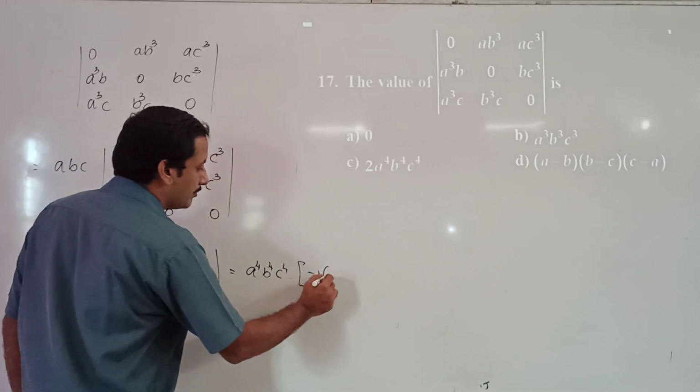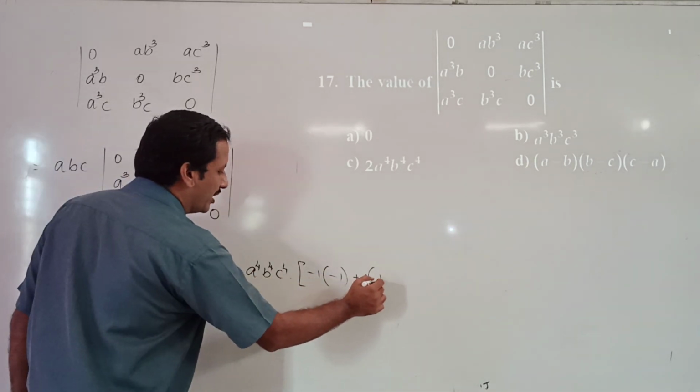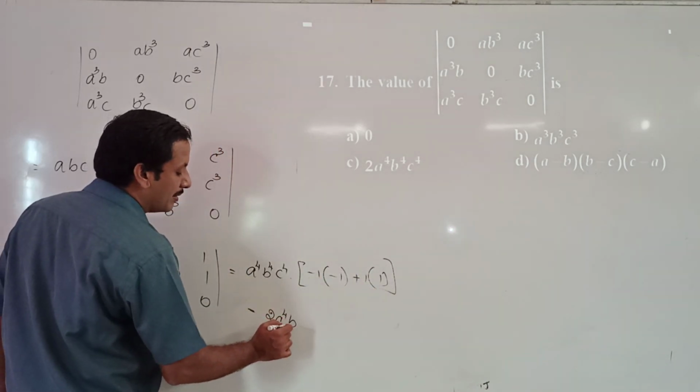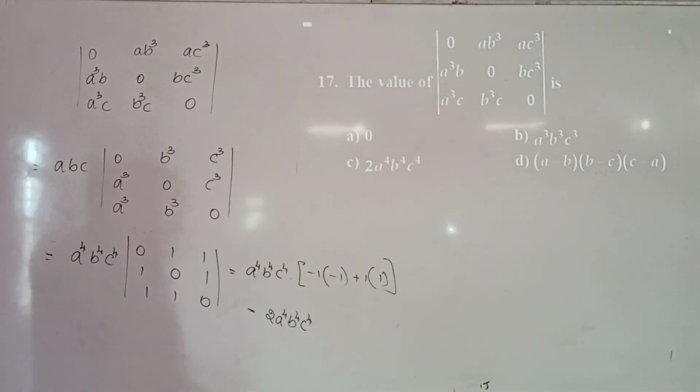0 minus 1, plus 1 into 1 minus 0, that is 1. So here 1 plus 1 is 2, so the answer is 2, A bar 4, B bar 4, C bar 4. Option C is the right answer.